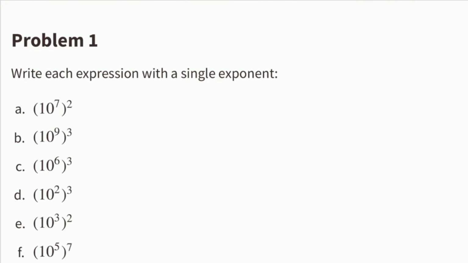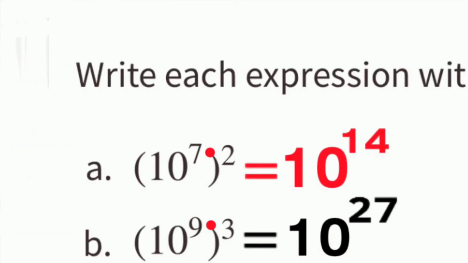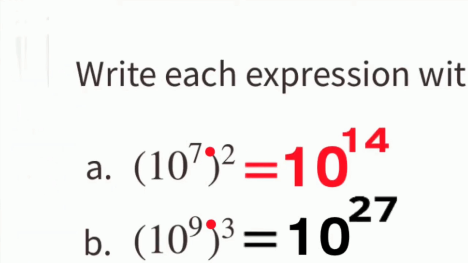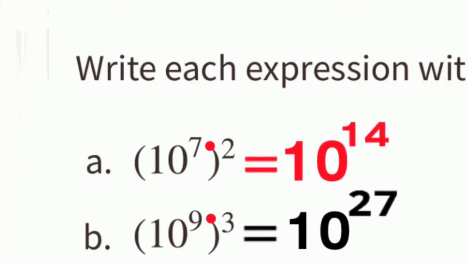For this one, I'd like to show you a different way. You can multiply that exponent 5 times the exponent that's on the outside of the parentheses. And 5 times 7 is 35. So F would be 10 to the 35th power. Let's go back and use this strategy on the previous problems. A, 10 to the 7th power, all to the 2nd power.